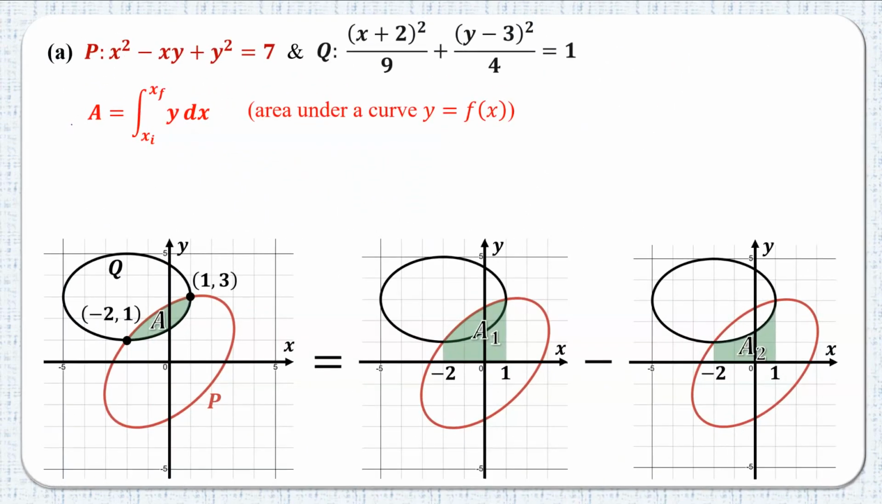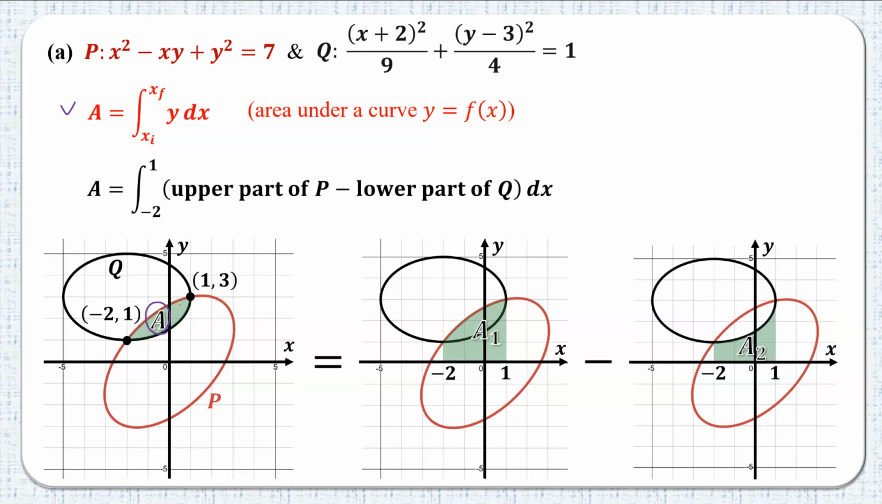The truth is, the mathematical principle itself is not complicated at all. It's just applying the basic formula to calculate the area under a curve using integration. As for our case, where A is the area of the region wedged between two graphs, we just integrate the difference between the upper function and the lower function. In this case, the integral of the upper part of ellipse P minus the lower part of ellipse Q from x equals negative 2 to x equals 1.